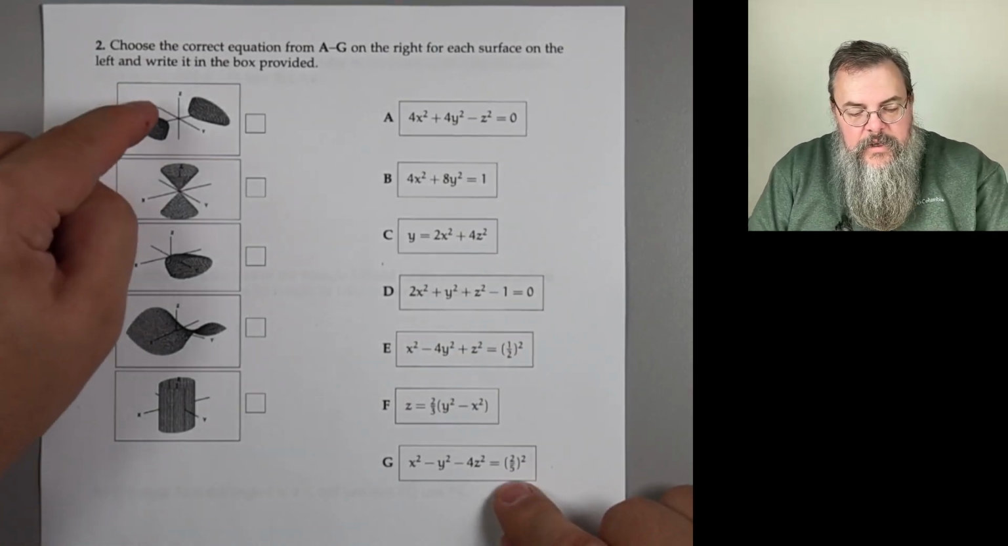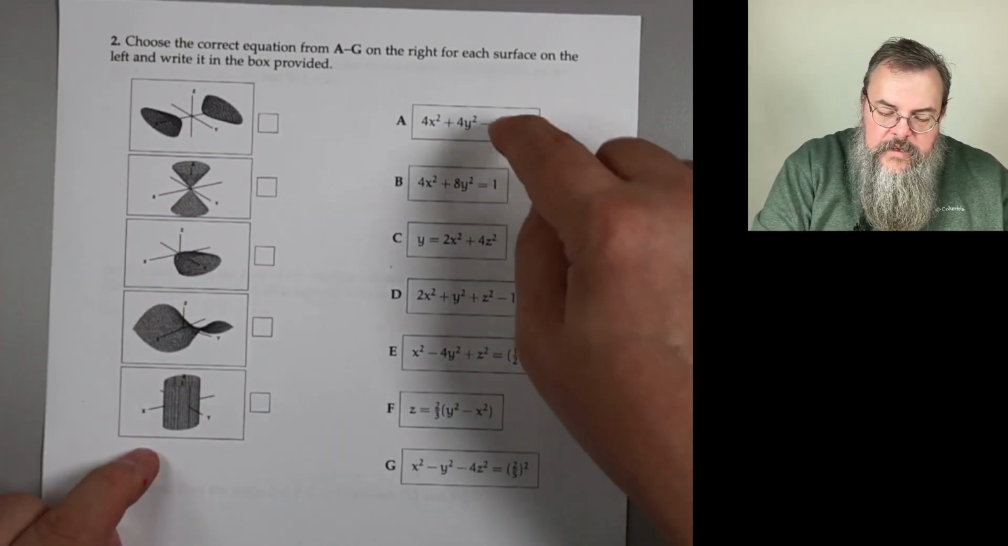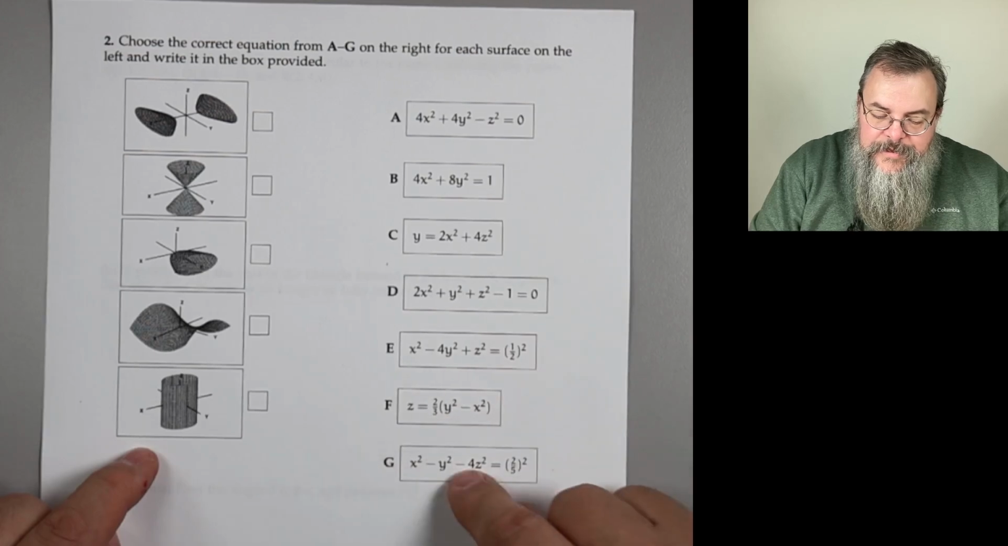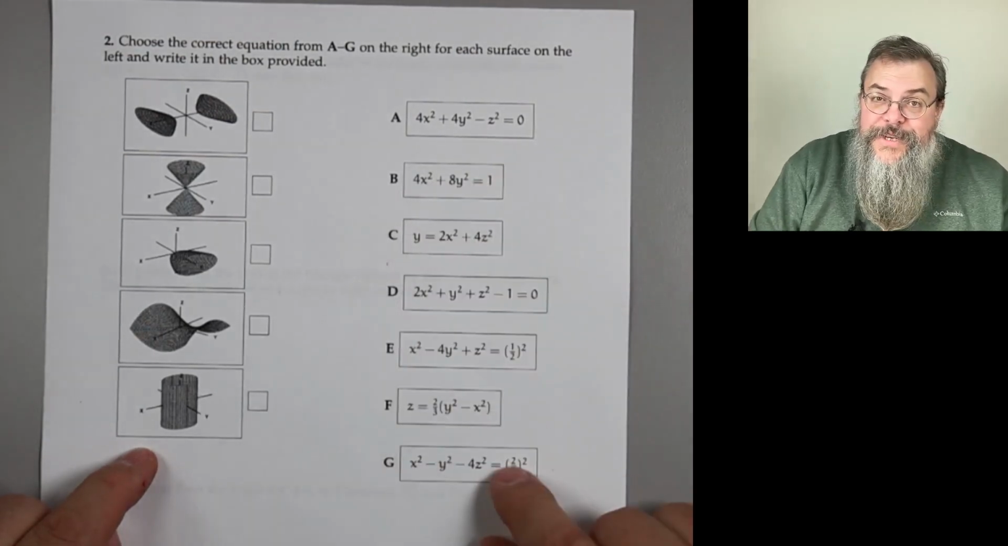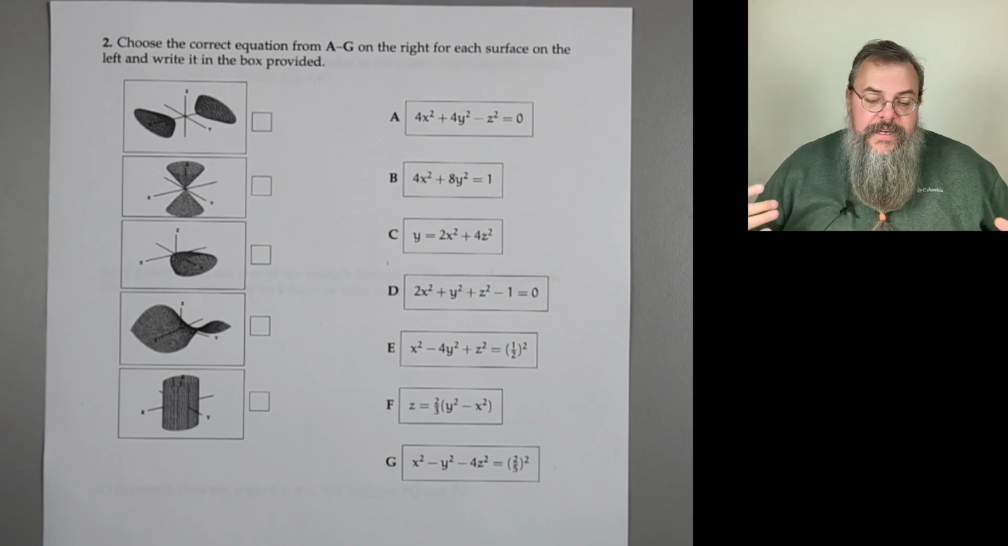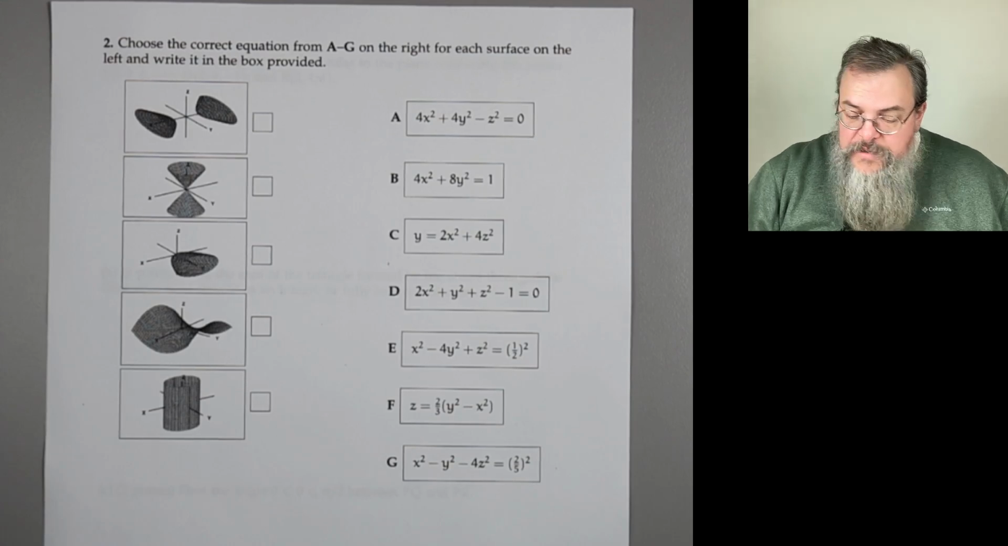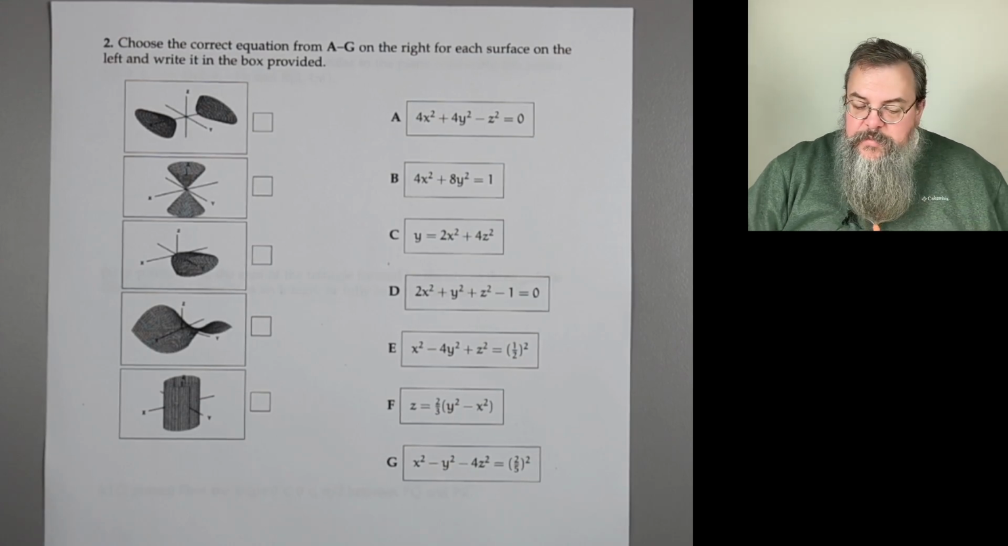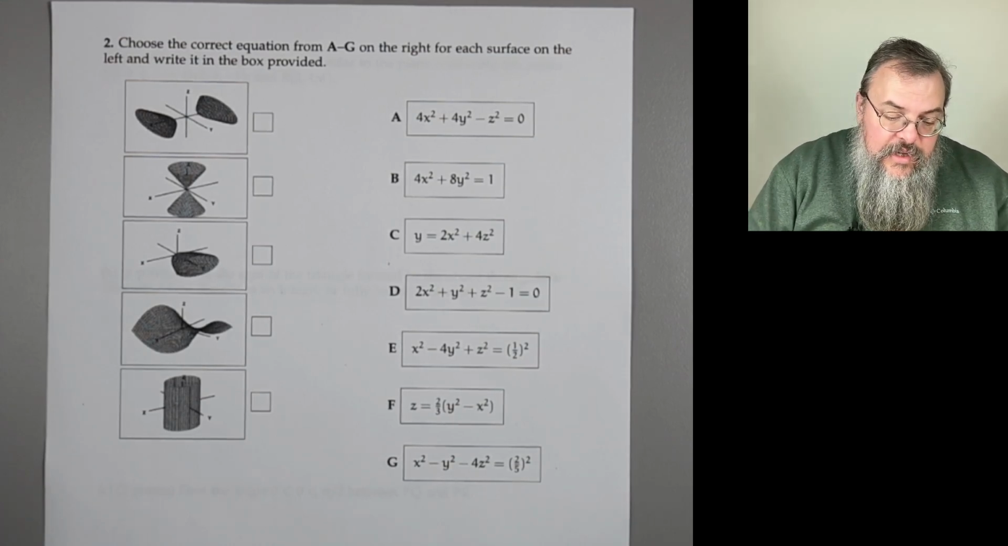Now you may say, okay, hold on, there's 1, 2, 3, 4, 5 here. There's 1, 2, 3, 4, 5, 6, 7. So there's more equations, so we're not going to use them all. So we kind of have to figure out what kind of equations they are. And we have to be careful with these pictures. It can be a little bit tricky. But let's take a look.